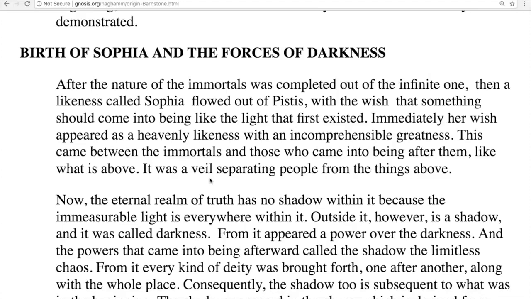The reason it's limitless is because the light that is emanating from the mother monad, mother father, is infinite. Infinite light. Not infinite power, but infinite light, which is the extinguishing of the opposites. This is what light does. It does not destroy the darkness, but rather it takes it in and forms a new part of God. And so it's not destructive, but rather it is creative. And the powers that came into being afterward call the shadow the limitless chaos. So this is why it is limitless.